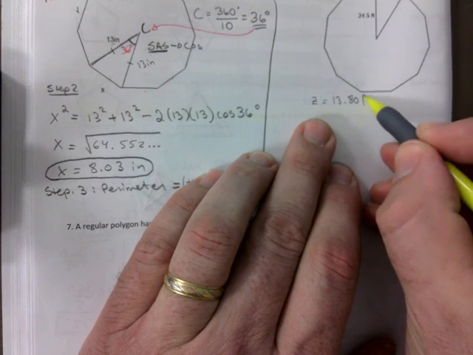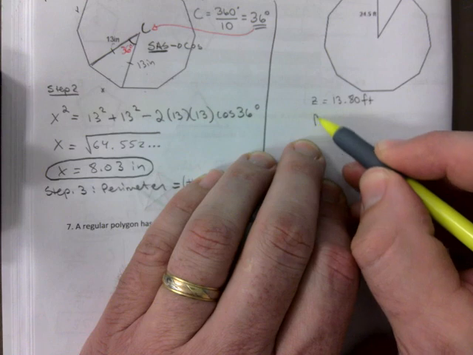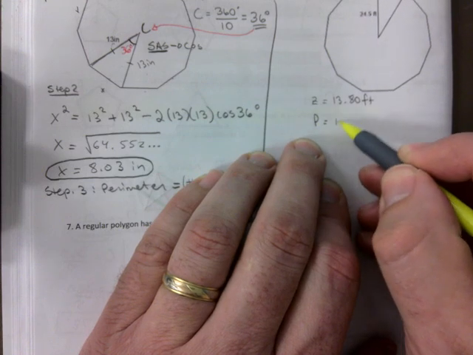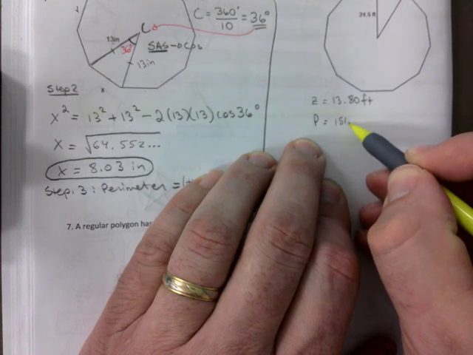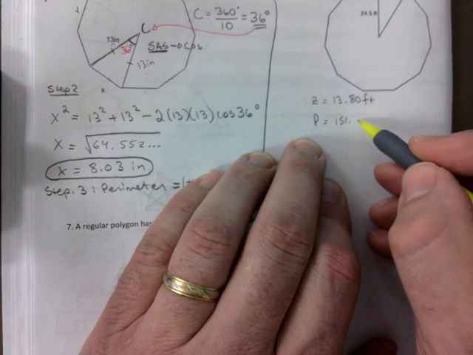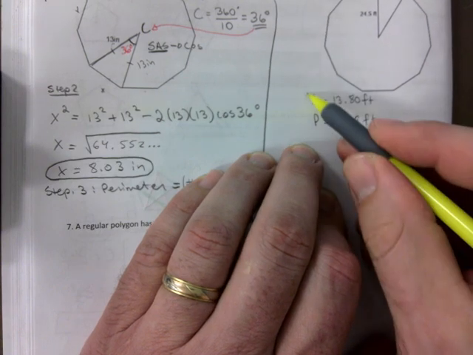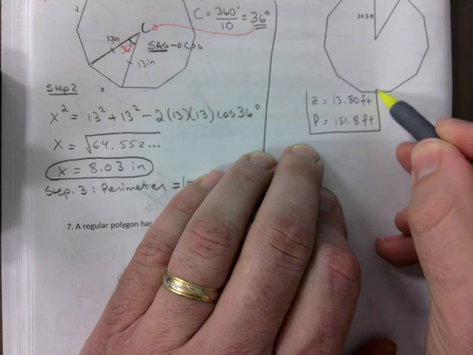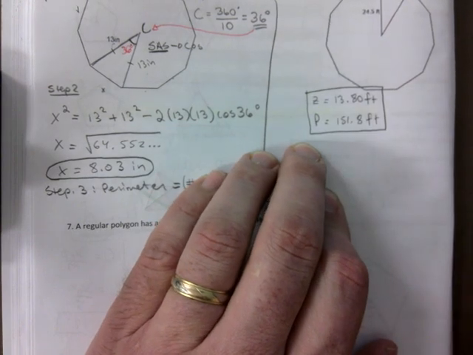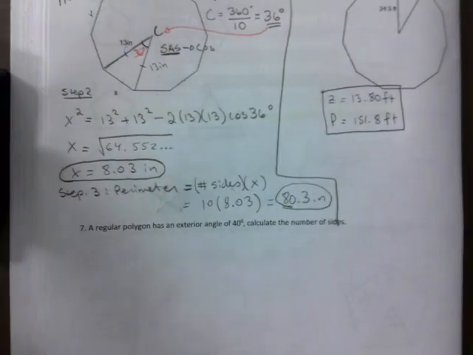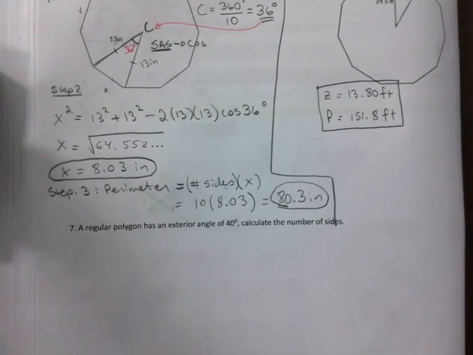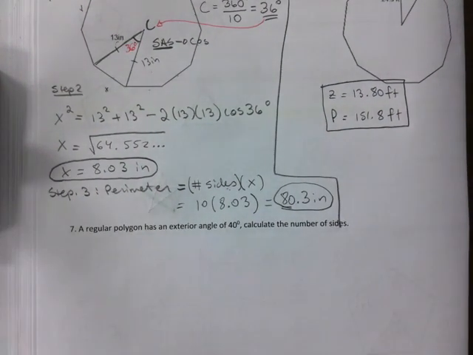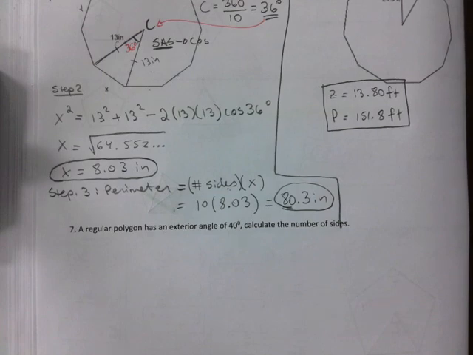You know Z is 13.80 feet, and the perimeter would be 151.8 feet. So write this down if you didn't get it, so you can double check. Again, this is combining cosine law with everything else we've learned. There are other ways of figuring this out, folks.